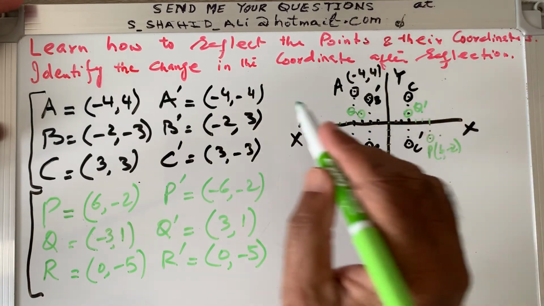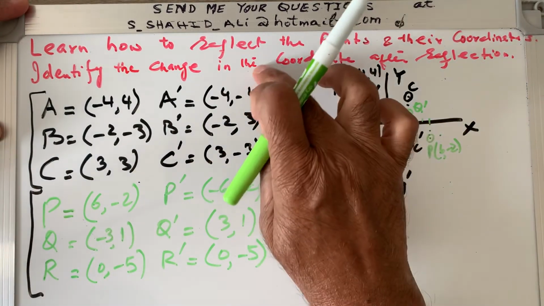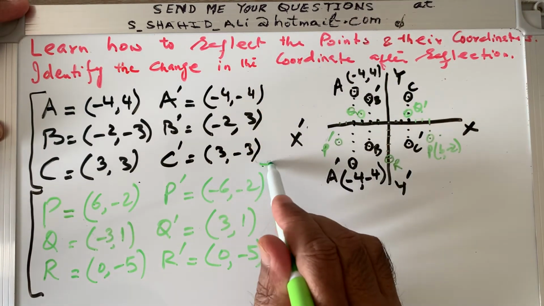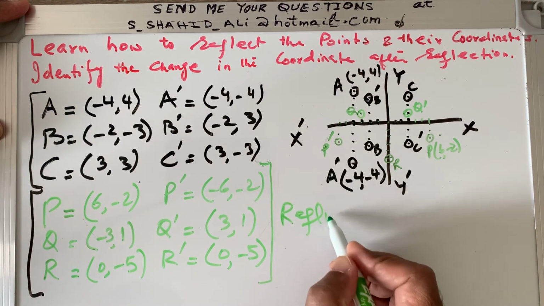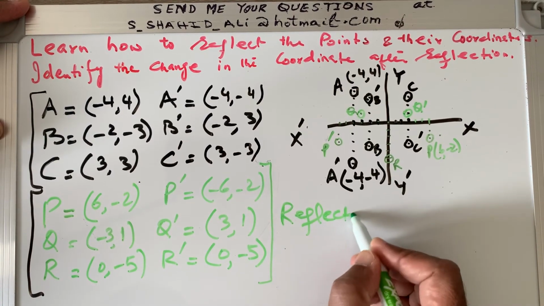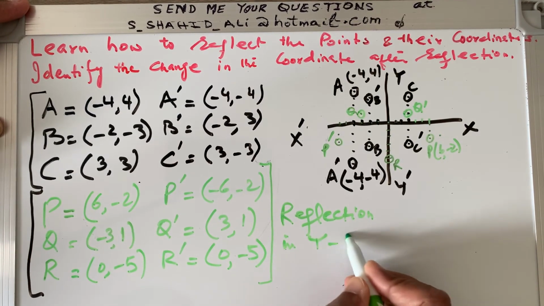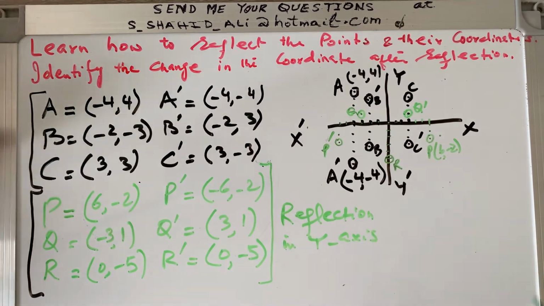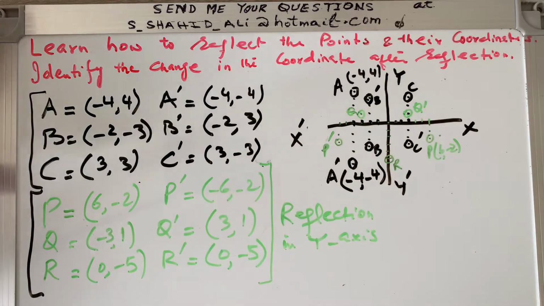So this is reflection in the x-axis, this one all in the x-axis, and this one in the y-axis. So I will put here y-axis so that you can understand. So these are reflections in the y-axis. So after seeing this many examples, we can set our rule, right? I can develop my rule, and you have to memorize that rule, right?